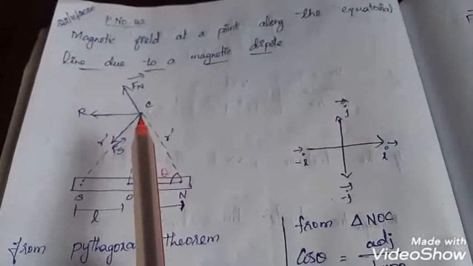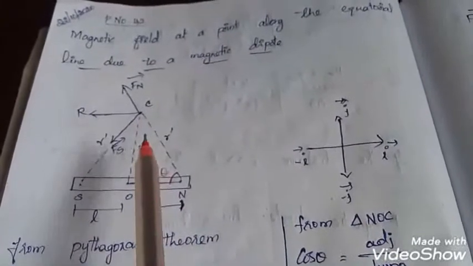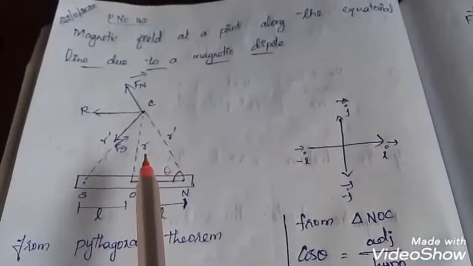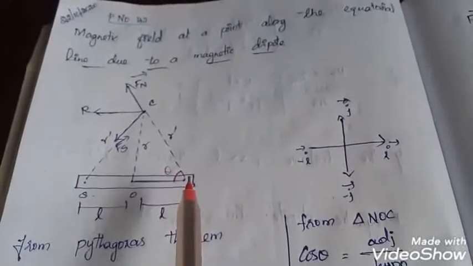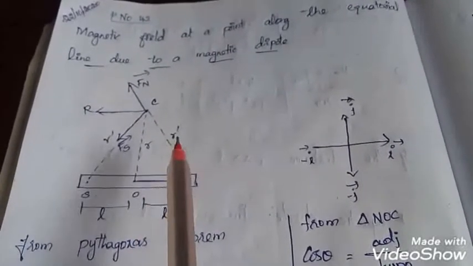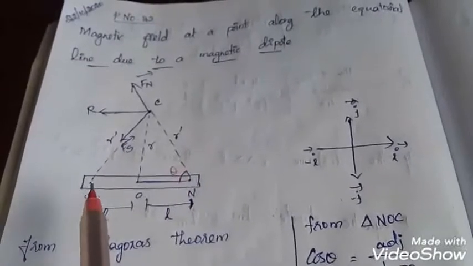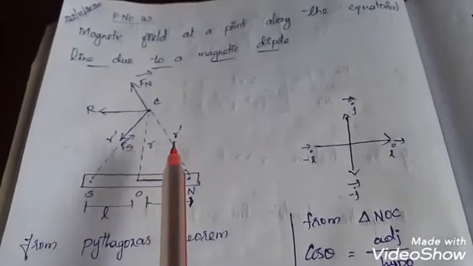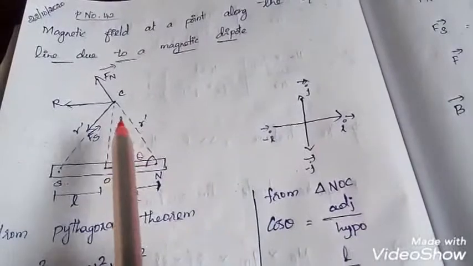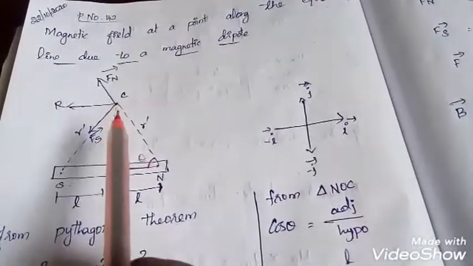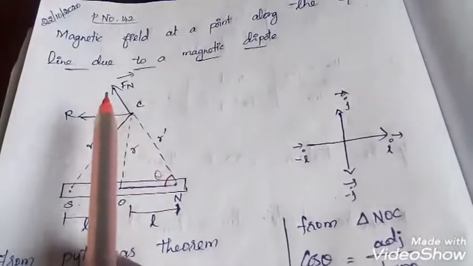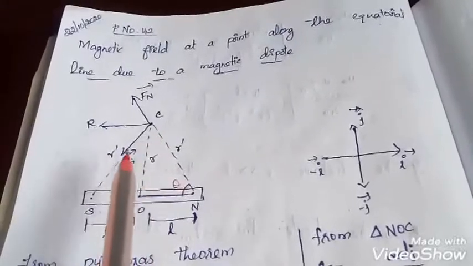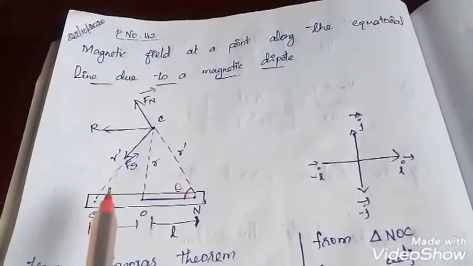And now we consider the unit pole, that is North Pole. The distance of point C from center we consider as R, and the South Pole and North Pole distance from point C we consider as R dash. But the distance R dash from South Pole and North Pole is equal. Already we know that the North Pole gives a repulsive force, so that goes in that direction, and South Pole gives an attraction force, so that force comes towards the South Pole.